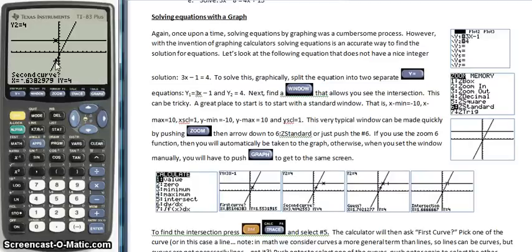So we would push enter to tell it. It leaves a little mark right there. Then it asks, is this the second curve we would like to look at? It's a line, but we know what they mean. And we say enter for yes, and you'll notice that it leaves a little mark right there saying that these are the two things that we are going to find where they intersect. The next thing it asks you to do is to guess, which means to put the marker over on top of it. Push enter, and there you have x equals 1.66666.